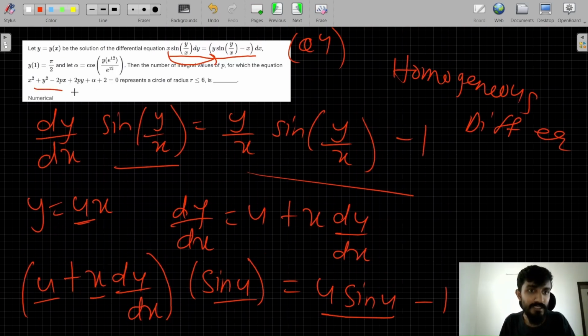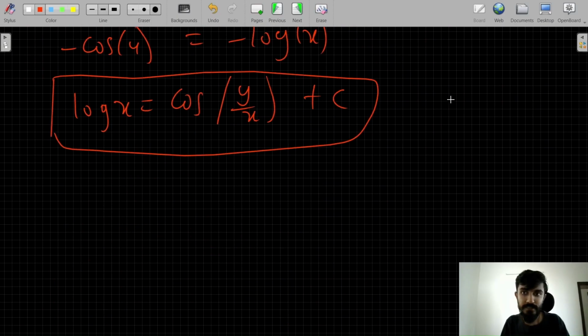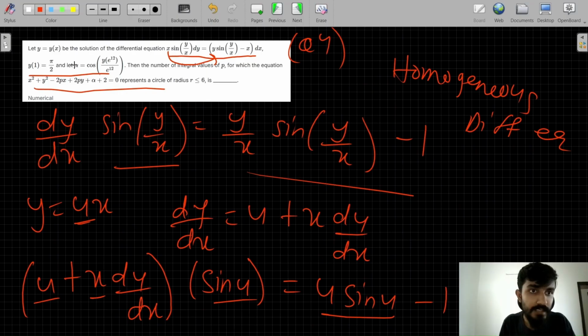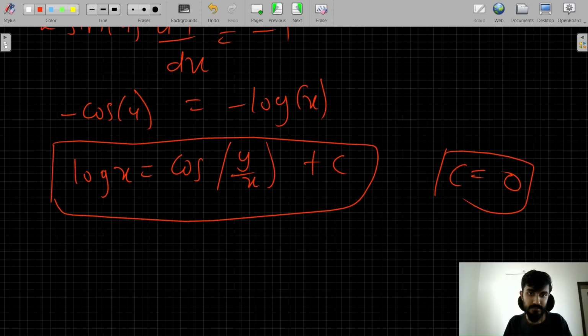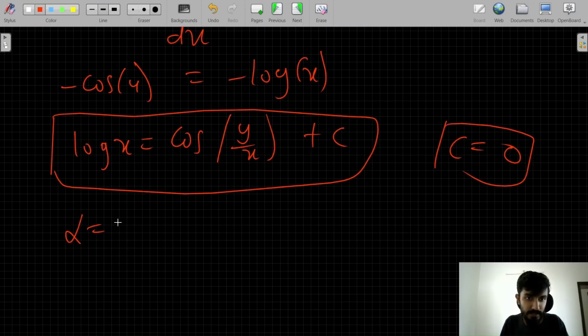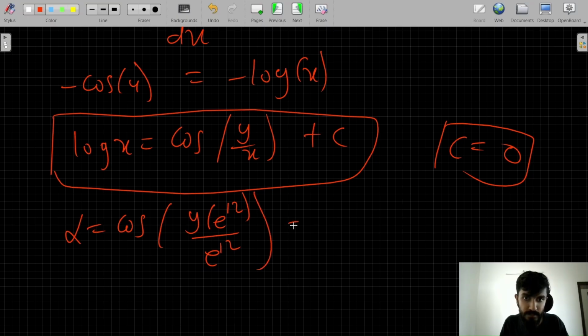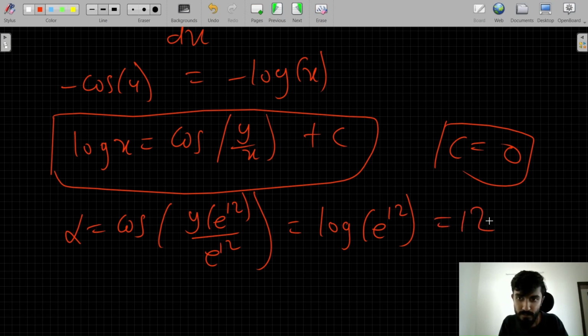Hence, we have all this remaining. So y of 1 equals to pi by 2. This means that c is equal to 0 on substitution. Now they have asked alpha is equal to cos of this. So alpha is equal to cos of y of e power 12 divided by e power 12. This is nothing but log of e power 12, as you can see from the equation which we have got, equal to 12. This is alpha.